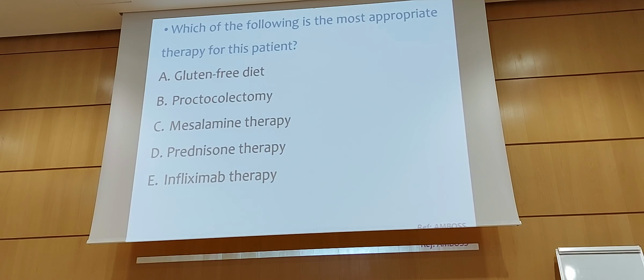Infliximab therapy. In steroids, do you know budesonide? It's used in inflammatory bowel disease, especially in ulcerative colitis. So initially, probably you might go with that, and if that doesn't work, then you go with oral prednisone and then IV steroids. Infliximab, also the same, goes into the severe, which is steroid refractory.